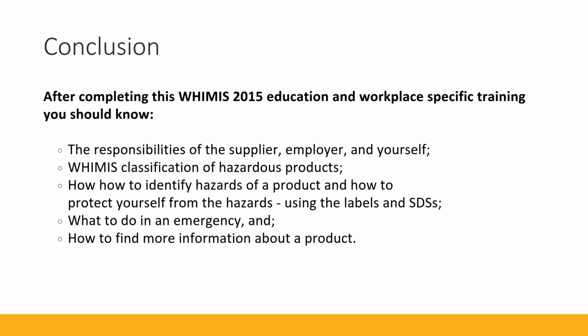This concludes the training on the Workplace Hazardous Materials Information System. After completing this WHMIS 2015 education and workplace-specific training, you should know the responsibilities of the supplier, employer, and yourself. WHMIS classification of hazardous products. How to identify hazards of a product and how to protect yourself from the hazards using labels and SDSs. What to do in an emergency. And lastly, how to find more information about a product.